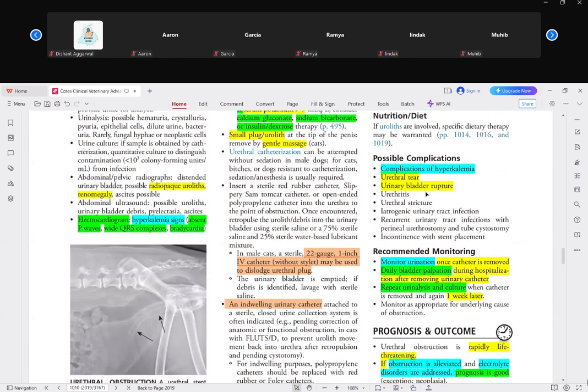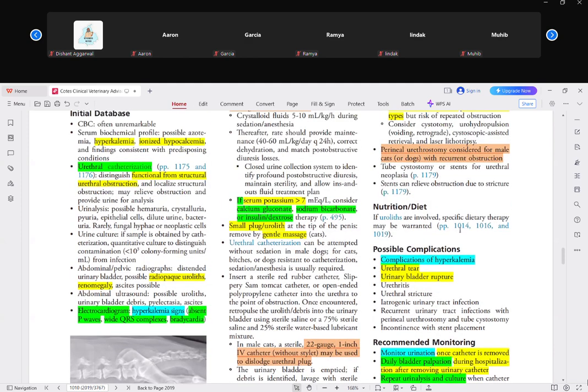Okay, what could be the possible complications of urinary obstruction? Hyperkalemia is actually a complication. Urethral tear could be there. Urinary bladder rupture could be there. UTI could be there, and just remember, you actually have to monitor the serum. After the removal of the obstruction, the animal will show a lot of post-obstructive diuresis. So during the urine obstruction, the major thing you are concerned about is actually hyperkalemia.